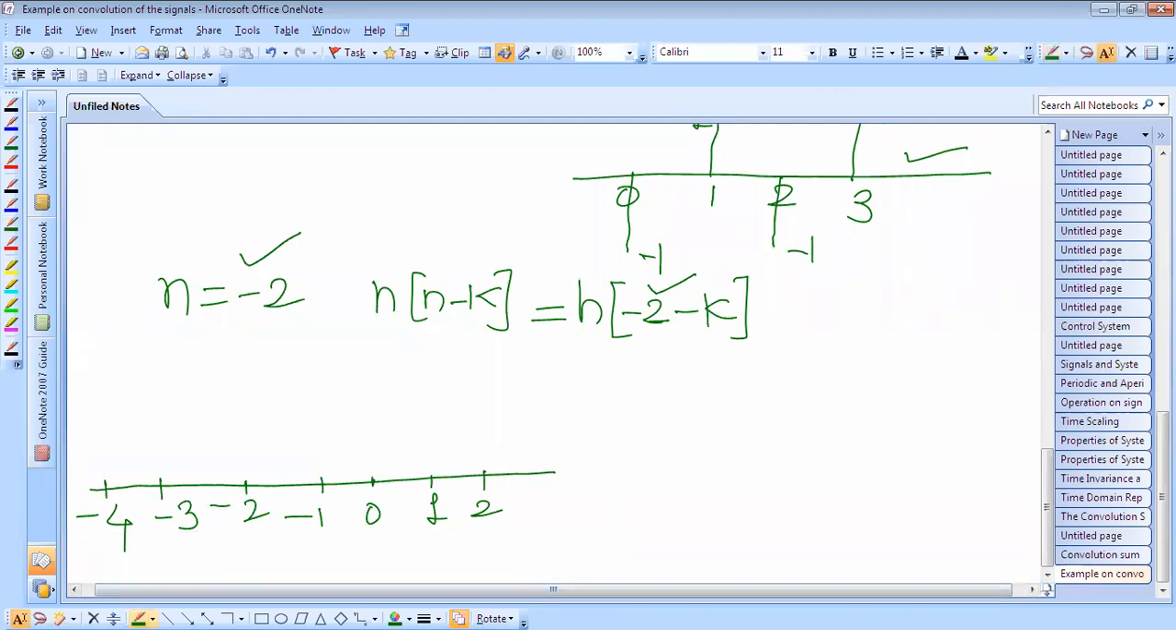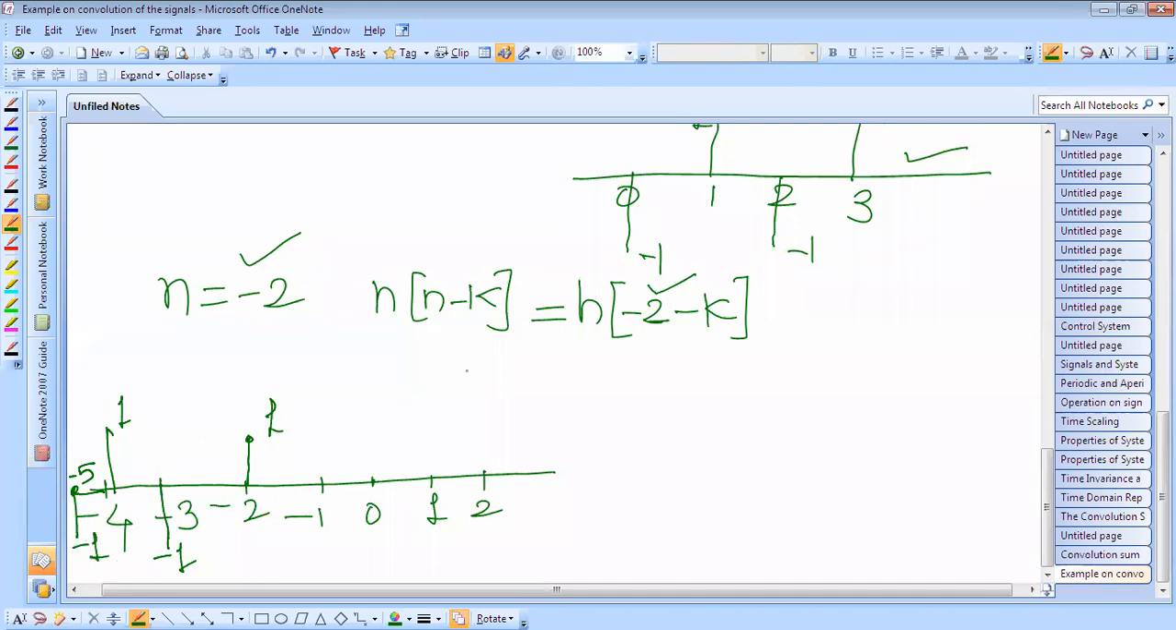So at -2, this value will be 1. At -3, this value will be -1. At -3, this value will be 1. And at -5, this value will be -1.